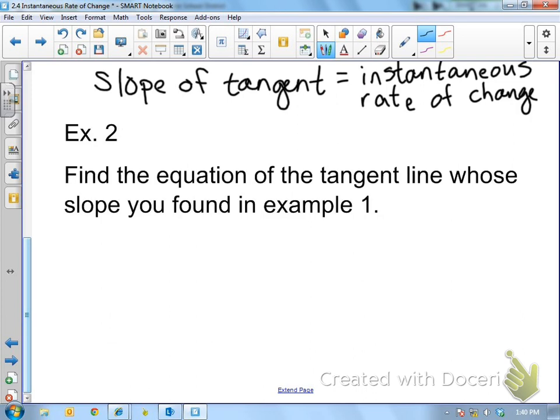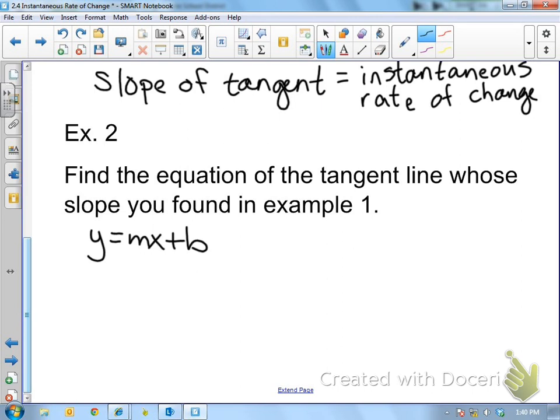What's the equation for a line? Y equals mx plus b. Trick question. Y equals mx plus b is the equation for a line, but it's not the most useful one for us right now. We have slope, we have m, but we don't have a y-intercept, so that's a problem.